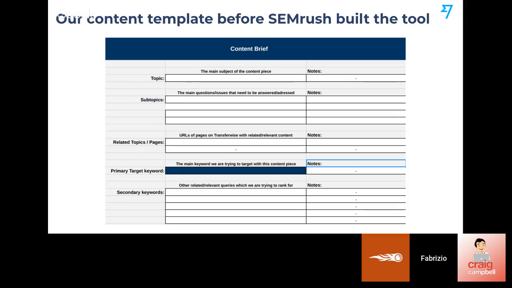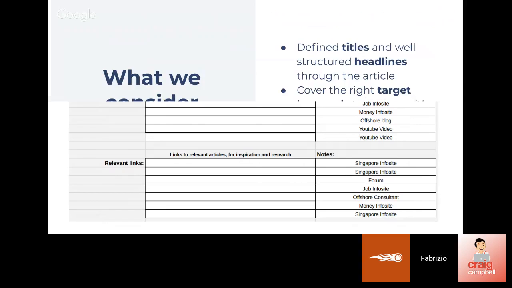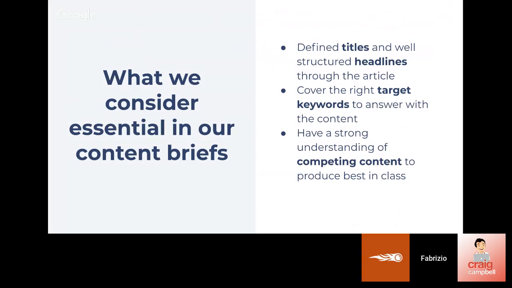So our old content templates were simply spreadsheets, where we were looking at topics, subtopics, related keywords and pages, primary keywords, secondary keywords, and then we were looking at the competition. We were looking at the top 10 sites performing for that given article topic in search. We were categorizing those sites, and then we were finding relevant links of content that we should definitely mention in our own content articles and guides. It was us spending a bit of time understanding what is essential in a content tool, and that's why now we use the content template, because it pretty much covers this key area.